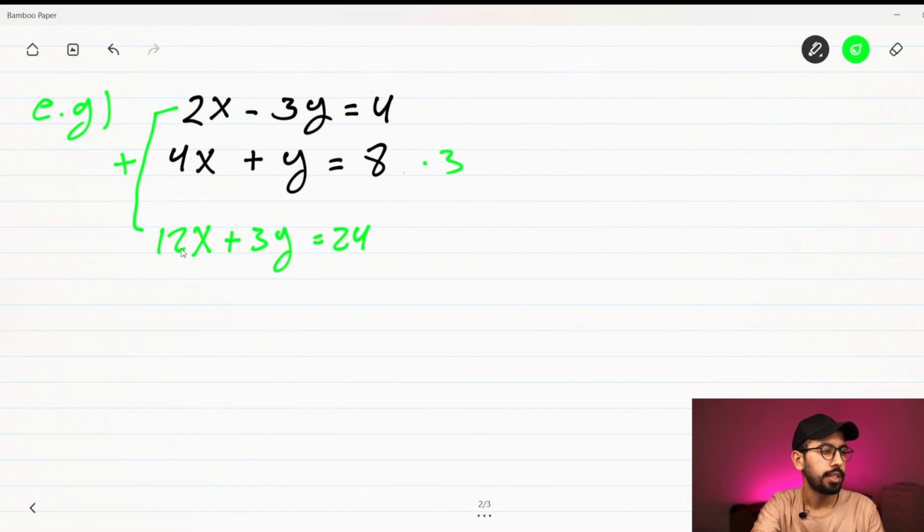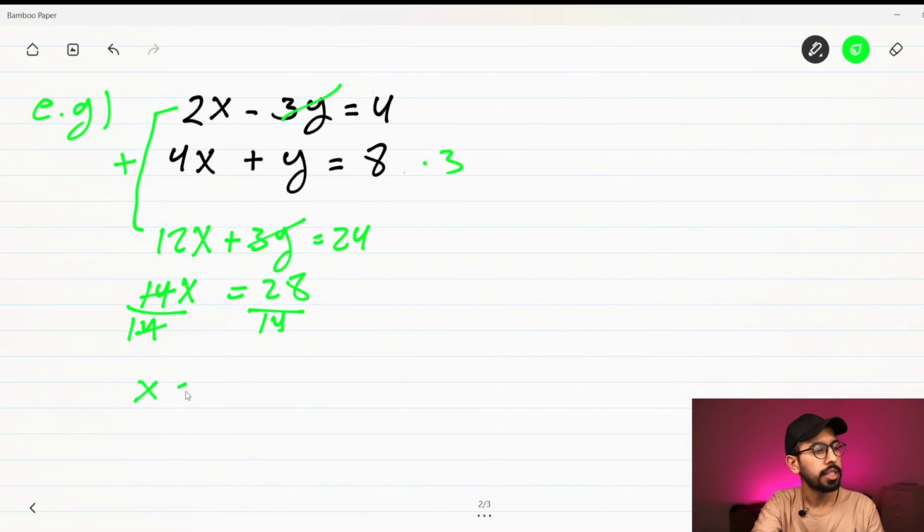2x plus 12x is 14x. Minus 3y will eliminate the positive 3y. And 4 plus 24 is 28. Now we have 14x equals 28. We need to divide both sides by 14 in order to get our x alone. Our x equals 28 over 14, which is 2.